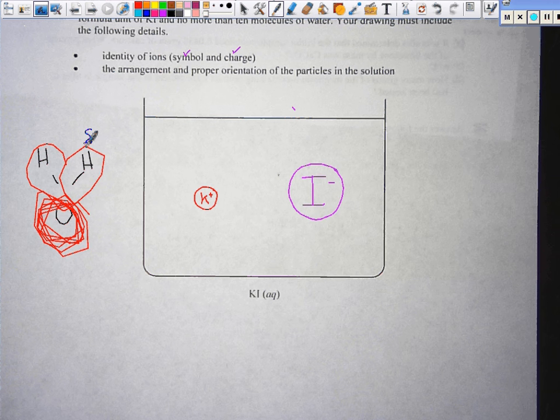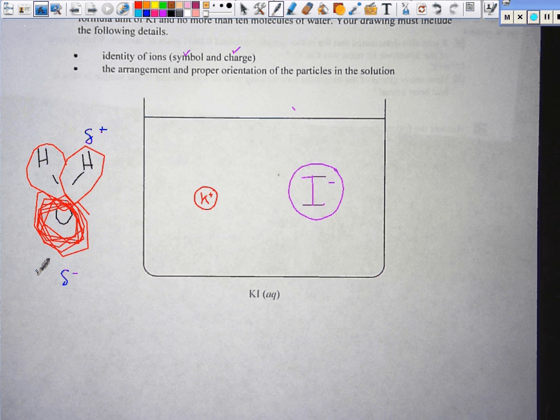Now, there's something that I haven't included in this drawing, and it's my fault. I need to start doing it. Technically, how many electrons does oxygen have going around it? It has one and... So technically, it's two partial negatives. Does that make sense? Because it's got one from this one, and it's got one from this one. So technically, it's got two extra electrons circling it.